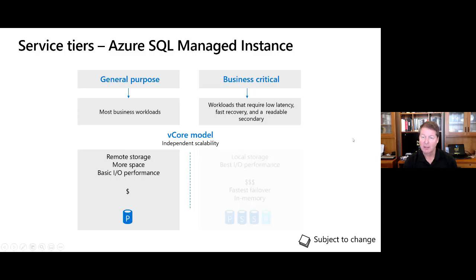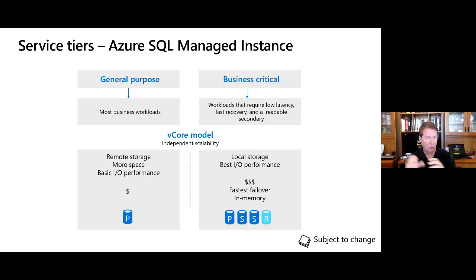For business critical, the differentiating factors are local storage with SSD, so fastest, best IO performance for a managed instance. It's going to cost more, but what do you get for that? You get faster failover because we're using replicas. You get features like in-memory OLTP, and notice here you're going to get multiple replicas, including for free a read-only replica. So you can see now, when I get down to this SLO choice of cores I'm going to make, going to general purpose or business critical can be a decision for you on what capabilities you need for resources and for availability.